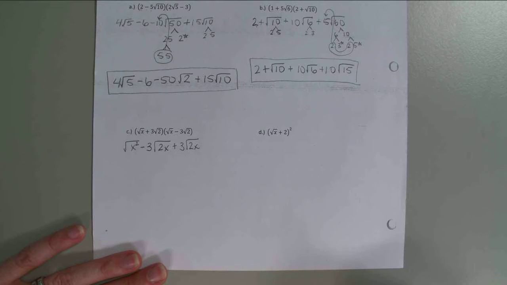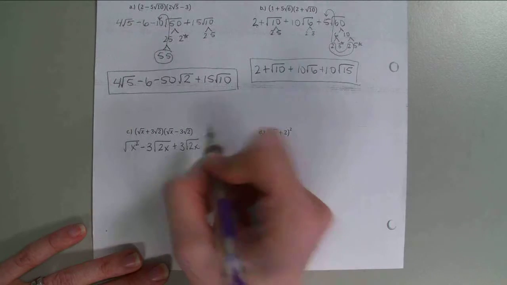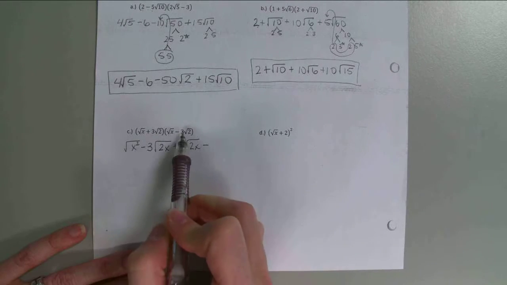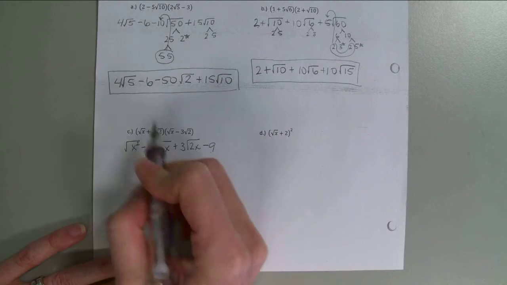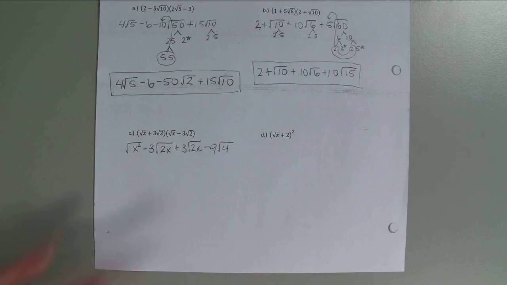And then last but not least, let's just be careful with our sign. Positive times a negative will give us a negative. The 3 times 3 on the outside will give us a 9. And then root 2 times root 2 will give us a 4 on the inside. Does that look okay? Or any questions about where anything came from?